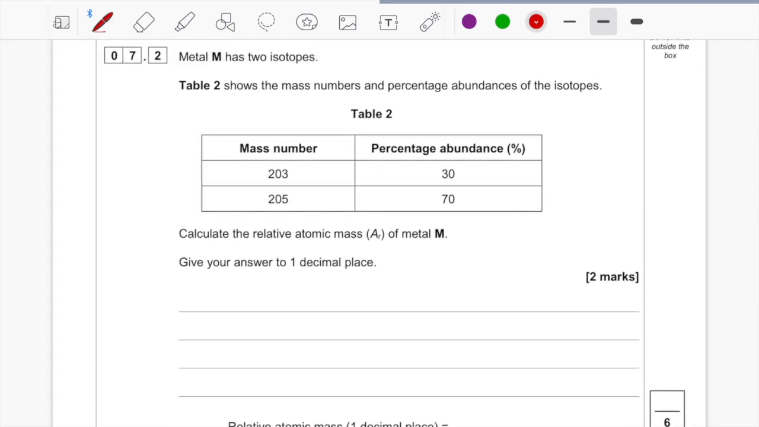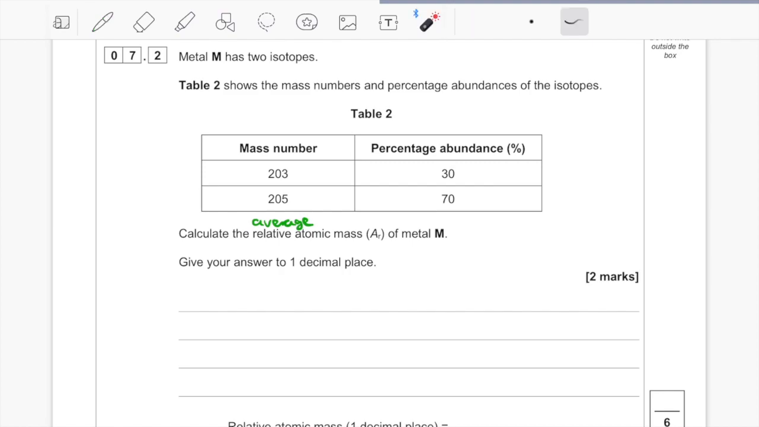All right, so metal M has two isotopes. Table 2 shows the mass numbers and percentage abundances of the isotopes. Calculate the relative atomic mass of metal M. Give your answer to 1 decimal place. So this relative atomic mass means average.